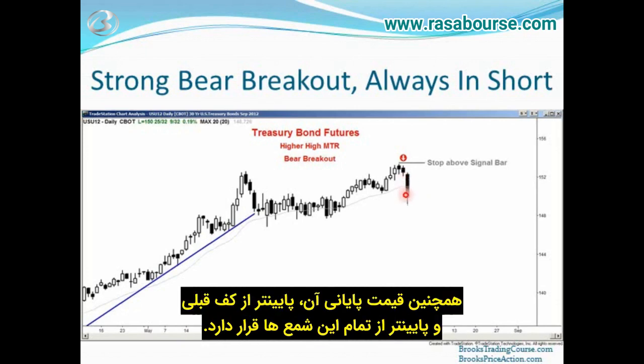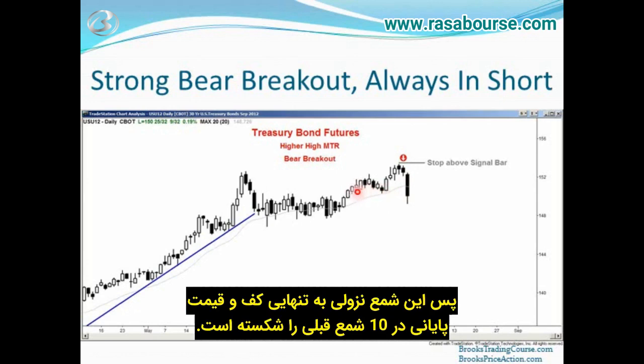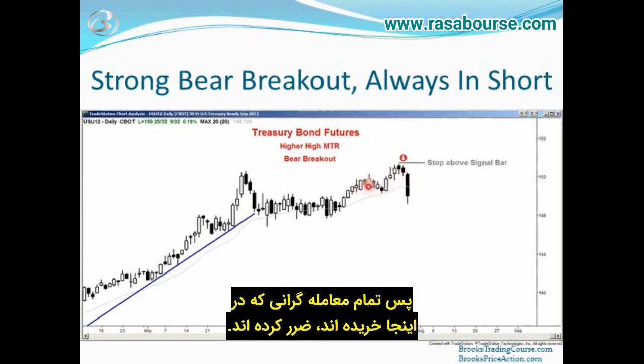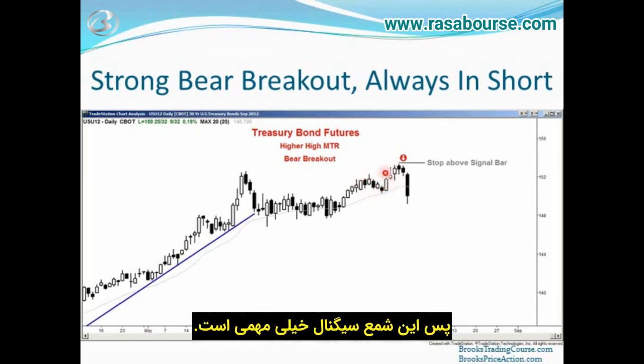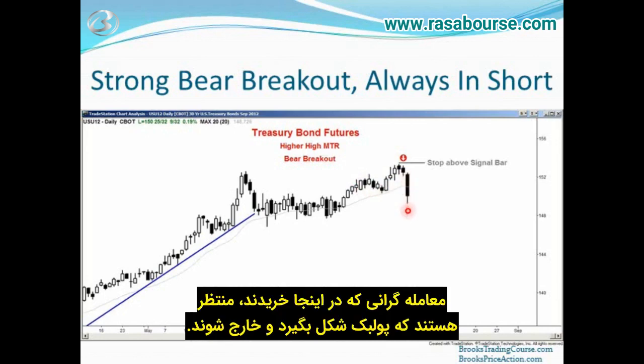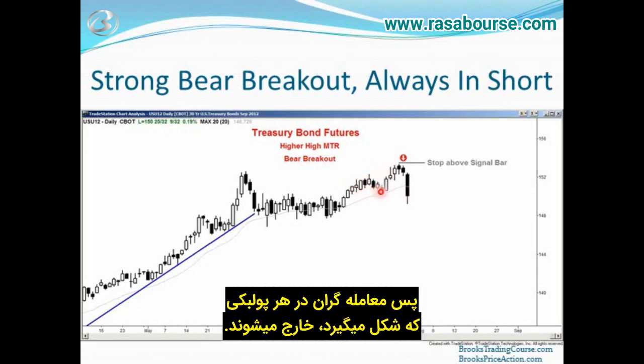But the close is also below this low and below all of these bars as well. So this bear bar is reversing the lows of the past 10 bars or so and the closes of the past 10 bars or so. So all the traders who bought in here are now holding losing positions. So this is a very important sell signal bar, and chances are the traders who bought in here will look for any rally to exit, so there should be sellers on any pullback.